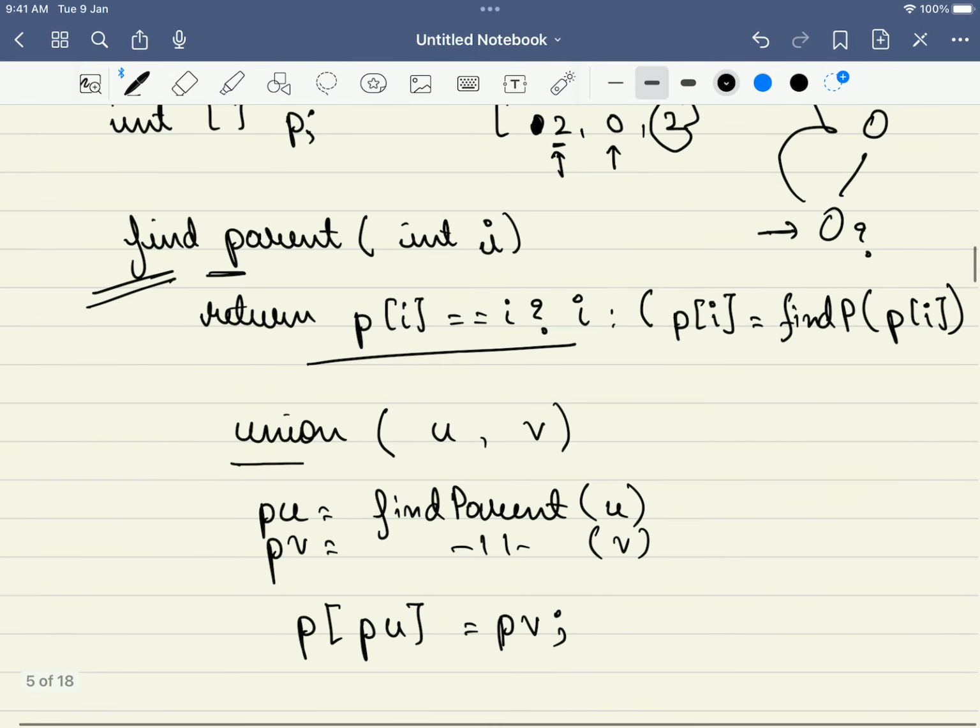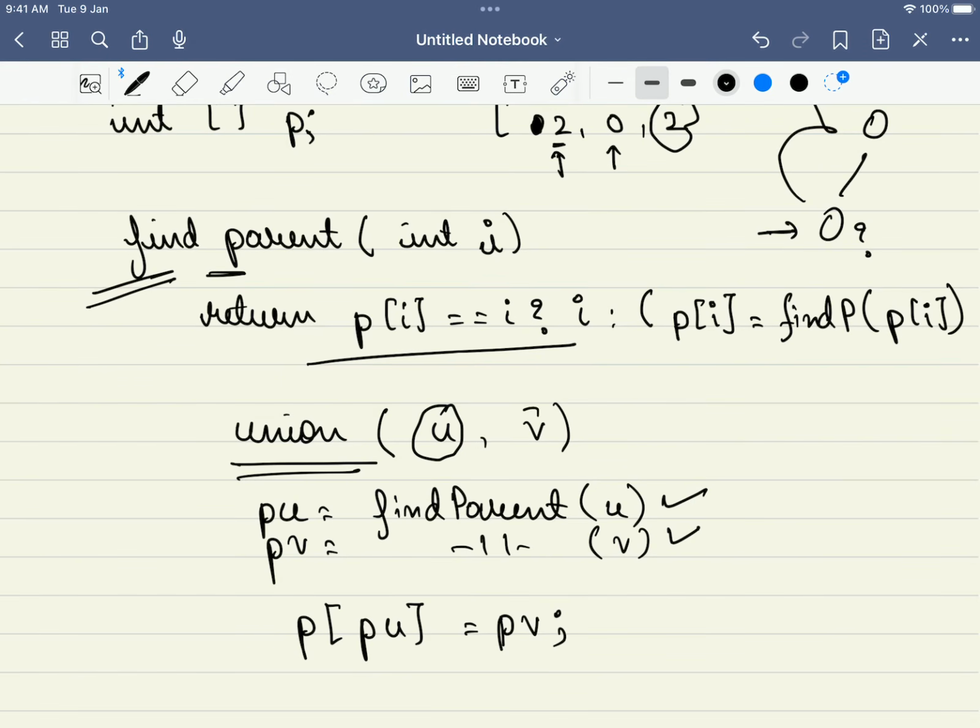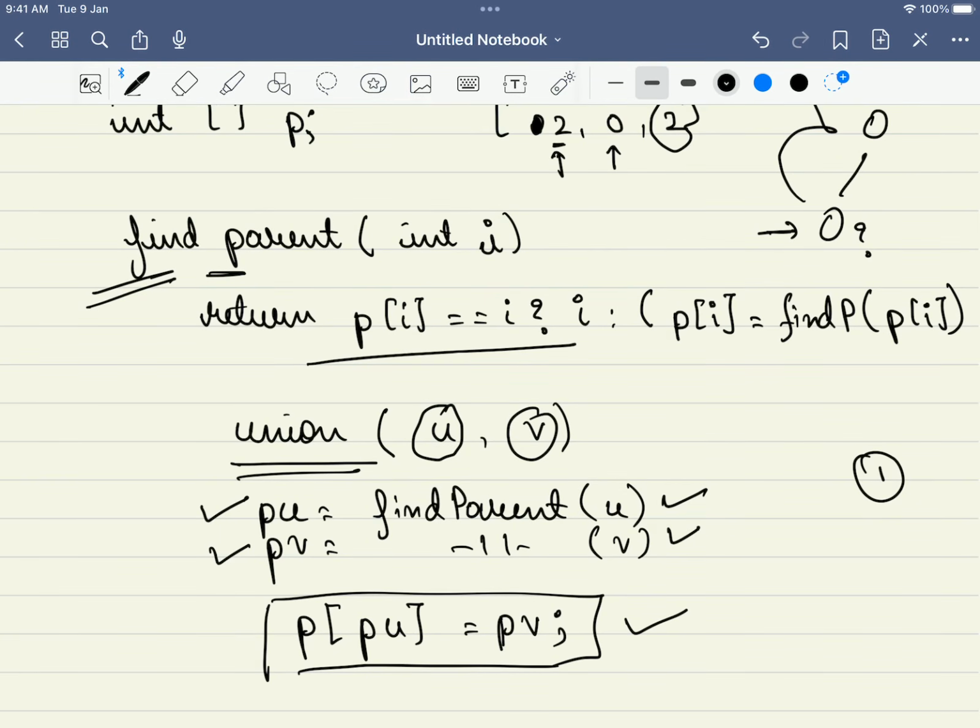Now, the second method is the union method. What is this method? It will find the parent of these two. Say we are trying to union 2 and 3. What we will do is, we will find the ultimate parent of 2 and the ultimate parent of 3, and finally we will change the parent of one of them to the other parent, so that now they have a common ultimate parent. So these are the two important methods for forming or finding the MST.